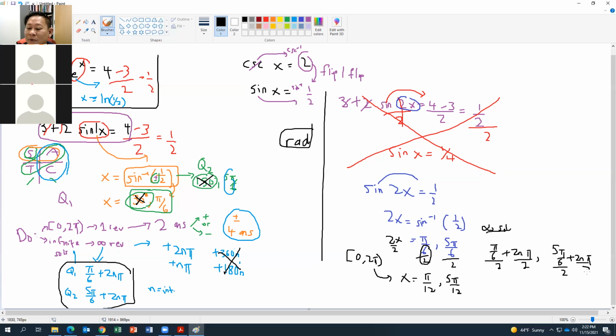Okay. So if you want this answer in infinite solutions, then your answer will be pi over 12 plus n pi, because the 2 will cancel out here. And then this one will give us 5 pi over 12 plus n pi. So this is what happens when I ask for infinite solutions. You won't get 2n pi here, and the reason why is because your 2 will be divided because of this 2x here. You guys got what I'm trying to say here?